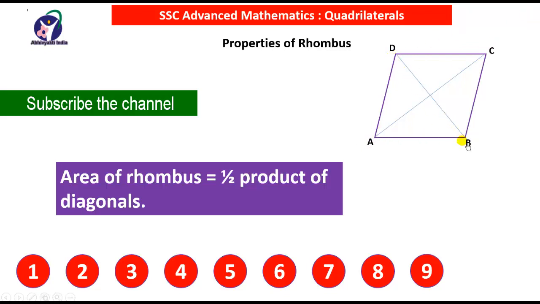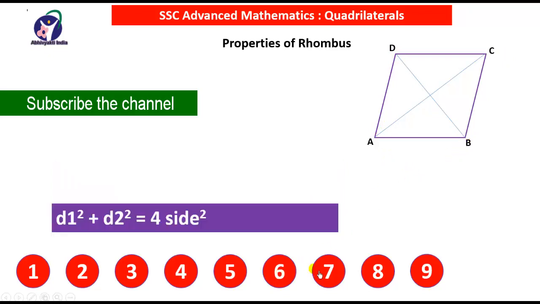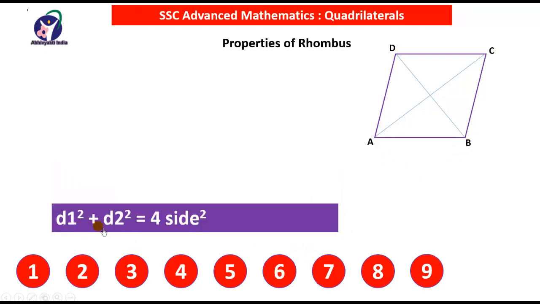AC and BD are the diagonals of the rhombus, and so its area will be calculated as 1/2 AC into DB. Now let us see the seventh property. D1 square plus D2 square. D1 is a diagonal and D2 is the other diagonal, so the sum of the squares of the diagonals will be always equal to 4 times the square of the side. So AC square plus BD square will be equal to 4 times AB square or 4 times BC square or 4 times CD square or 4 times AD square.